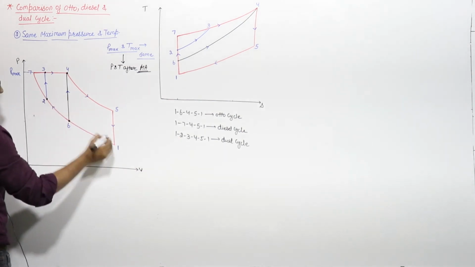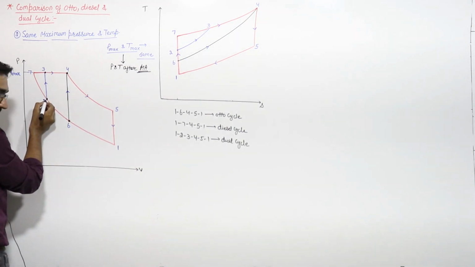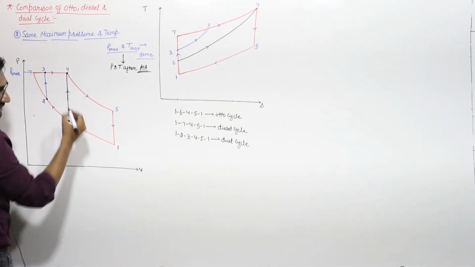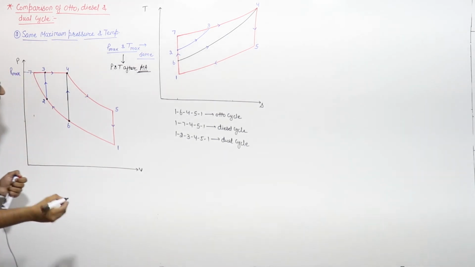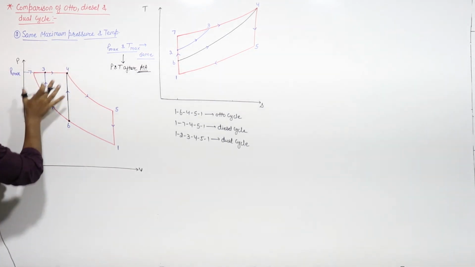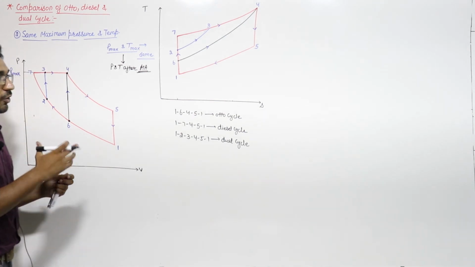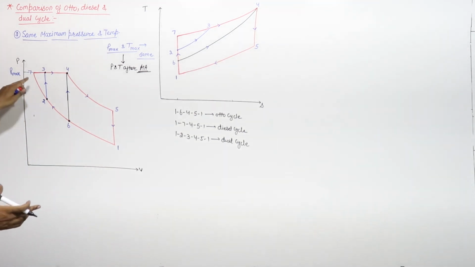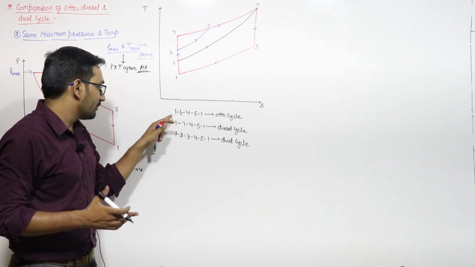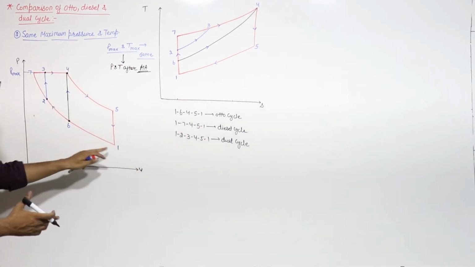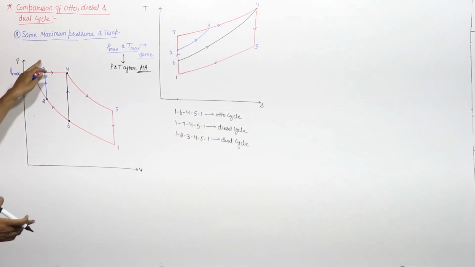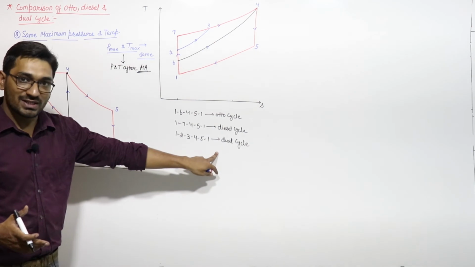So this point 1 to 2 is the compression in the dual cycle. 2 to 3 is the heat addition at constant volume. 3 to 4 is the heat addition at constant pressure, because we have to maintain this maximum pressure the same. I hope you understand this concept now. So 1745 is diesel, 1645 is Otto, 1, 2, 3, 4, 5 is the dual cycle.